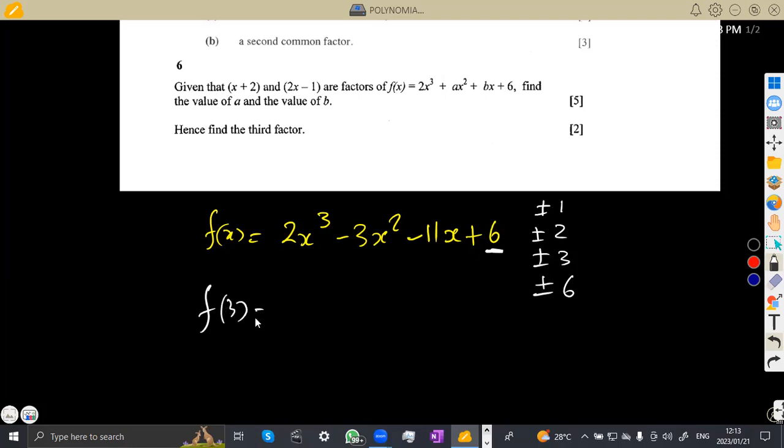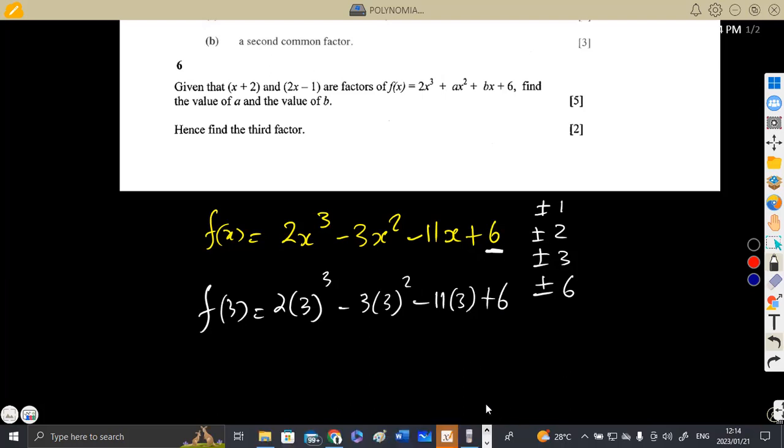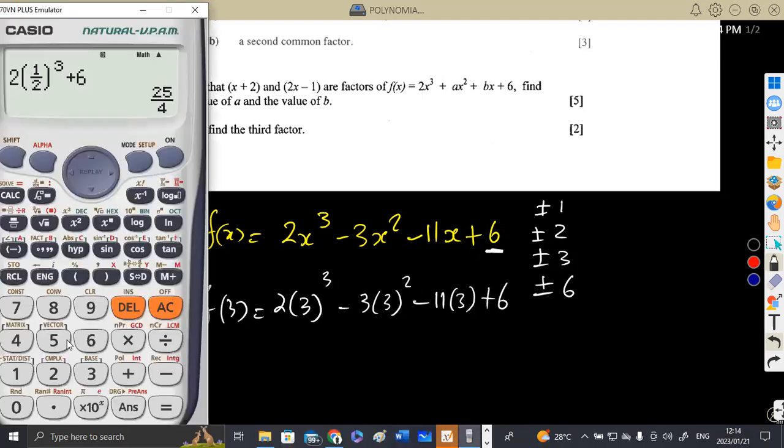f of 3. Okay, let's try to substitute f of 3. This is 2 into 3 cubed minus 3 into 3 squared minus 11 into 3 plus 6. So that's going to be 2 into 3 to the exponent of 3, minus 3 into 3 to the exponent of 2.